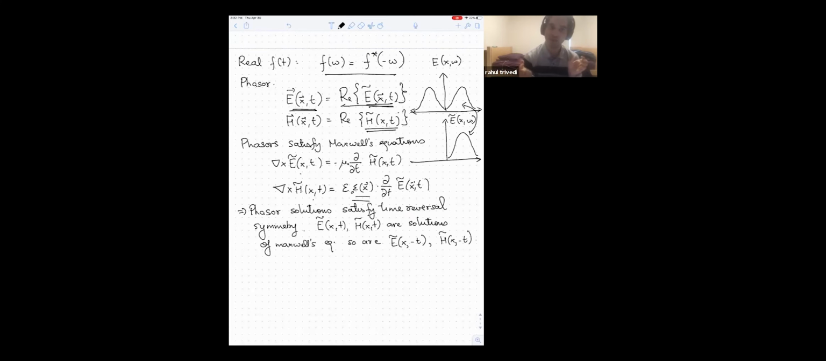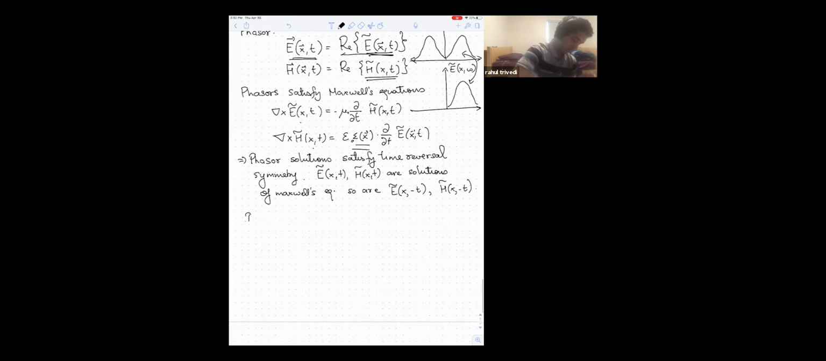If your epsilon happens to be real, then I know that my E star and H star also satisfy the same Maxwell's equations, right? So if epsilon is real, then so does the complex conjugate of my phasor. So what I can then say is E star of x comma minus t and H star of x comma minus t is a valid solution of Maxwell's equations.